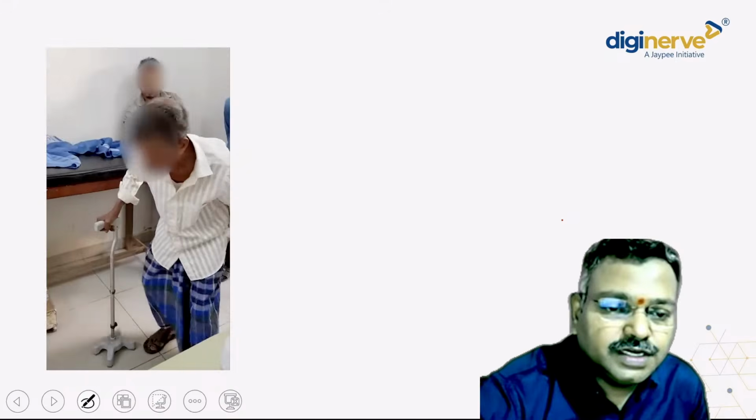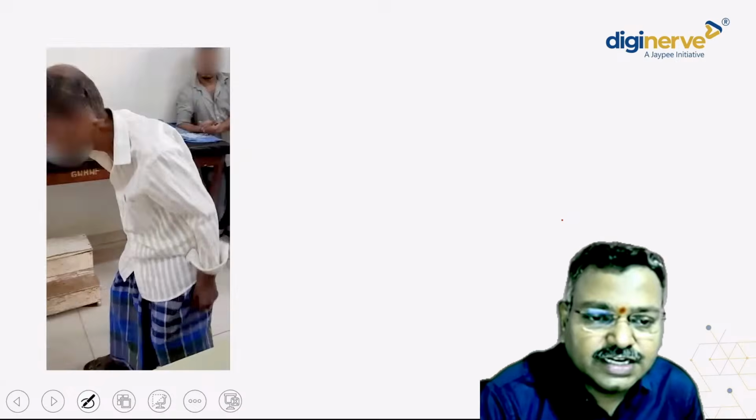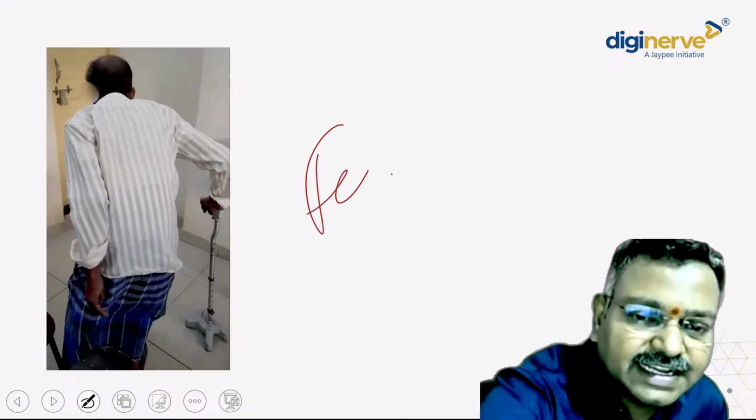So here you're seeing classically a short, shuffling, stooped posture gait that the patient is having, and it is slow, the classical festinating gait of Parkinson's disease. This is a very characteristic gait. Stoop forward, slow, shuffling, short steps the patient is taking.